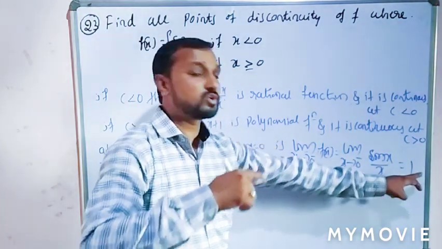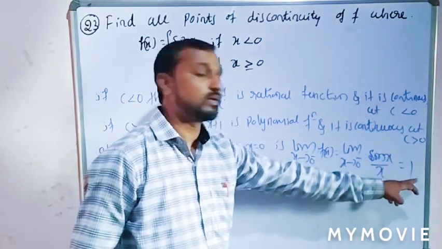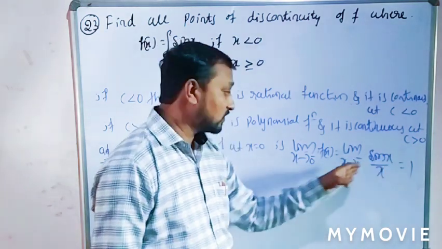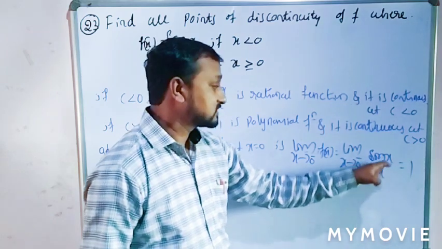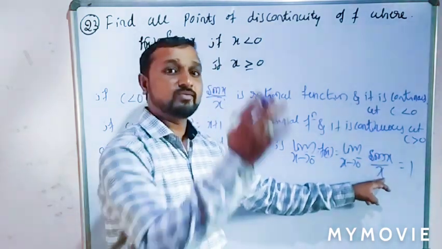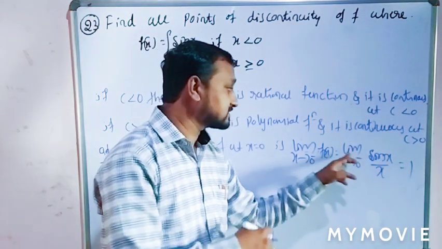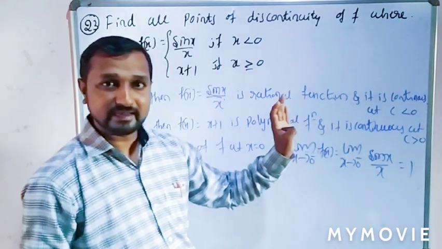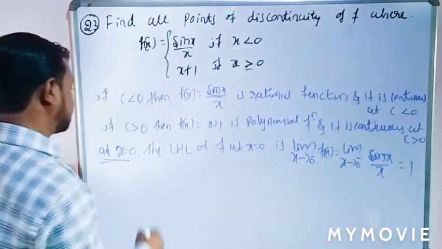Sin theta by theta is equal to 1, like that sin x by x is equal to 1. So don't just substitute x tends to 0, sin 0 divided by 0, which gives 0 by 0 form. When 0 by 0 form comes, we apply the standard formula: limit of x tends to 0, sin x by x is equal to 1. Is that clear? This is your LHL.